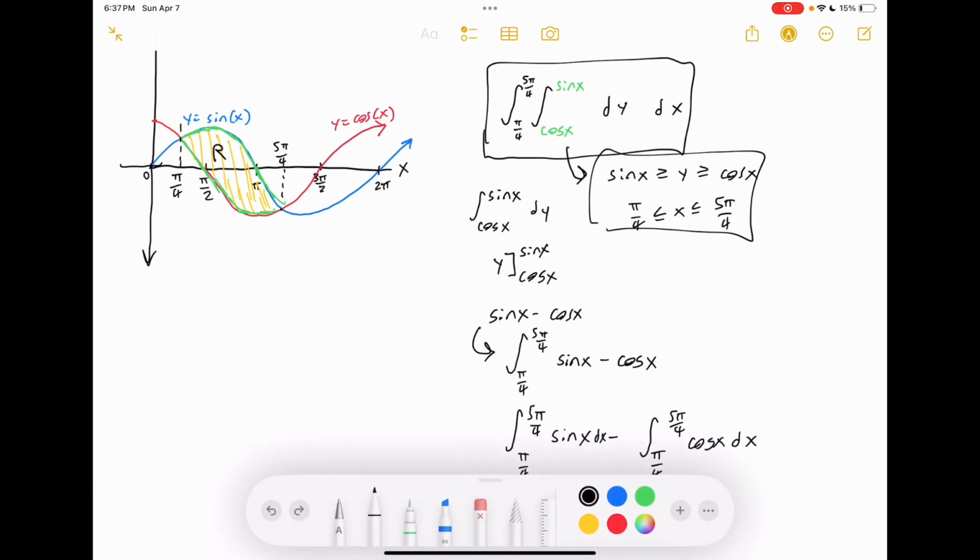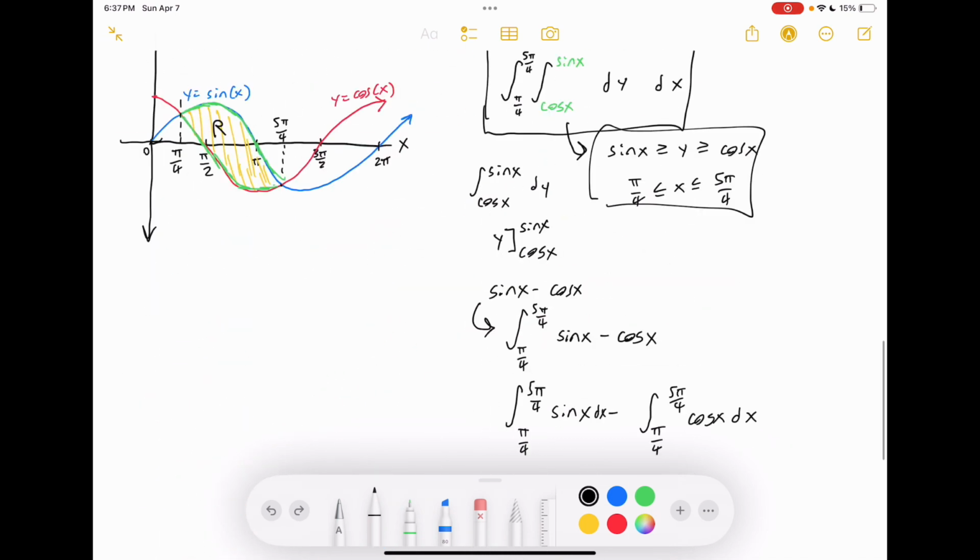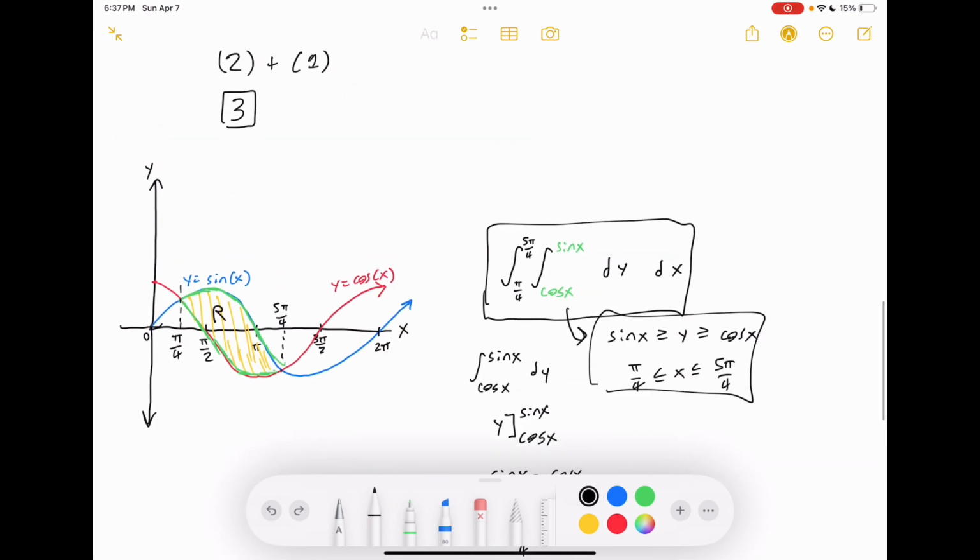Cool. So that is how you do iterated integrals, and how you can see we're moving towards double integral territory, but we're going to start that off in the next video.